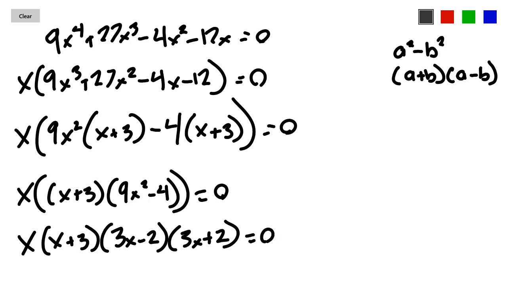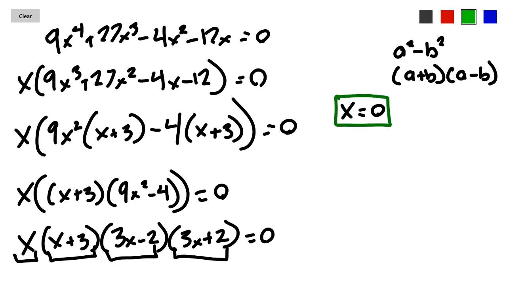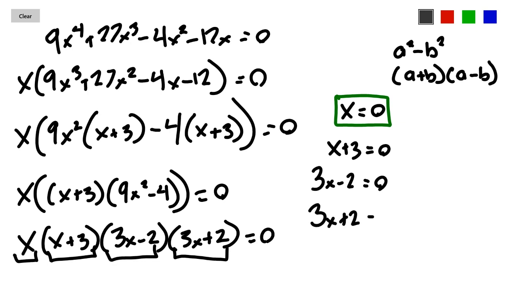So now that this is completely factored, to ensure that 0 is returned, at least one of these terms needs to come out to 0. So the way that you find all the solutions is by setting each of the terms equal to 0. So I have x is equal to 0. That's already solved, so I can just circle it as an answer. I have x plus 3 is equal to 0. I have 3x minus 2 is equal to 0. And 3x plus 2 is equal to 0.